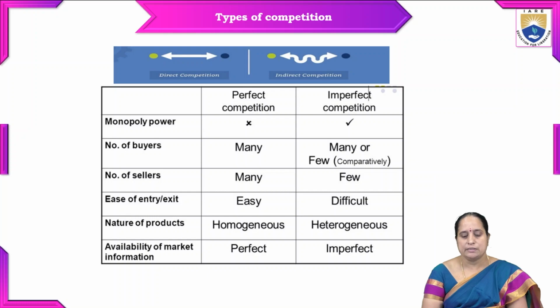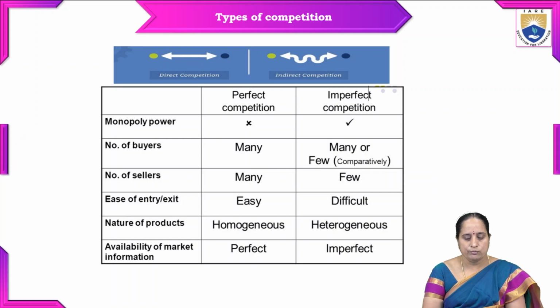Next, ease of entry and exit. If you want to enter into perfect competition, entry and exit is very easy. There are no barriers at all. But in case of imperfect markets, it is difficult to enter and exit from the market. Then nature of products. In case of perfect competition, homogeneous products mean all the sellers produce identical goods and services. But in case of imperfect competition, the sellers produce heterogeneous, different types of products.